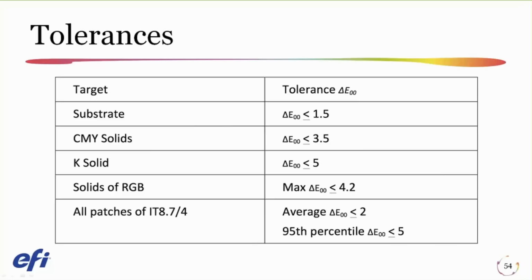1.5. For the CMY solids, less than 3.5. The black solid less than or equal to 5. So there's an area that you have to play with. It does not have to be perfect because we all know with the variables in our output devices that's pretty much not possible. So these are just a few of the tolerances that we monitor by measuring our color bar to make sure we conform to the aims of the specification we're going after.